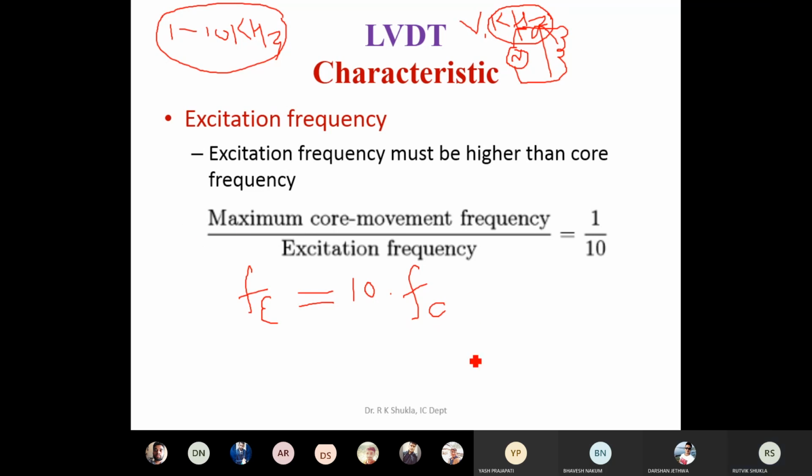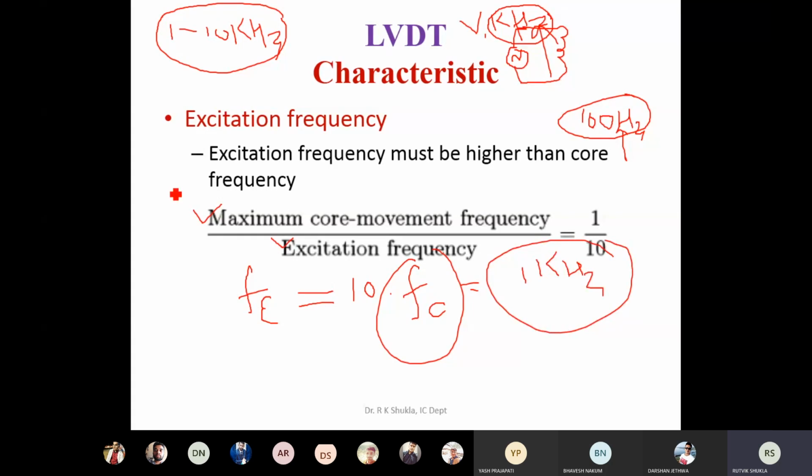Both are same. Now what is Fc? Fc is the maximum core movement frequency, and Fe is the excitation frequency. So excitation frequency always must be at least 10 times greater. Suppose you are expecting your core frequency to remain in the range of 100 hertz, the maximum core frequency you are expecting is 100 hertz, then Fe has to be 1 kilohertz. This is very, very important. This is one of the things you have to consider while using LVDT in your application.